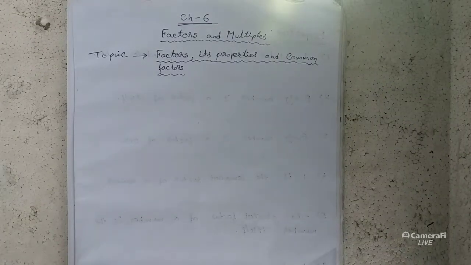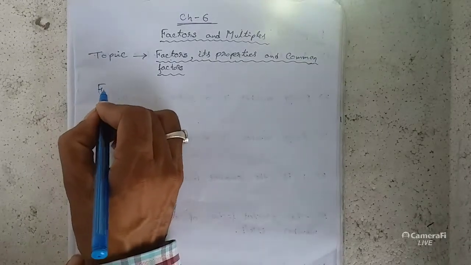Today we are going to start a new chapter, factors and multiples, that is chapter number 6. I have taken the first topic, factors, its properties and common factors. Let us come to know first what is a factor.